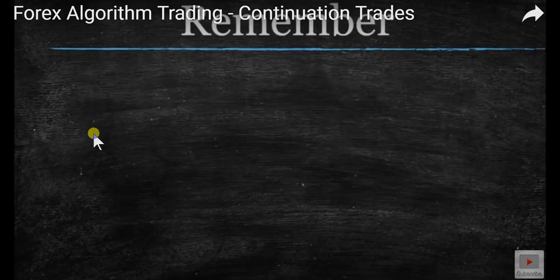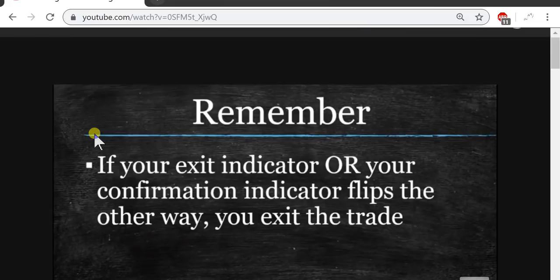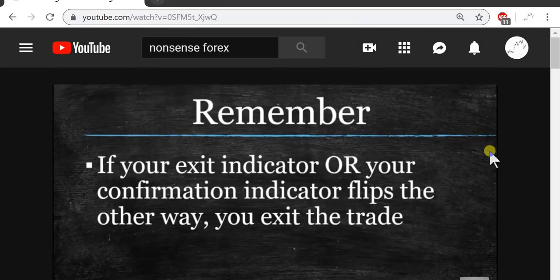Review. In every trading situation, Forex algorithm trading, continuation trades: if your exit indicator or your confirmation indicator flips the other way, you exit the trade. Oh boy, I hate when I get whipsawed. God damn it, honey. I thought this guy was the answer.